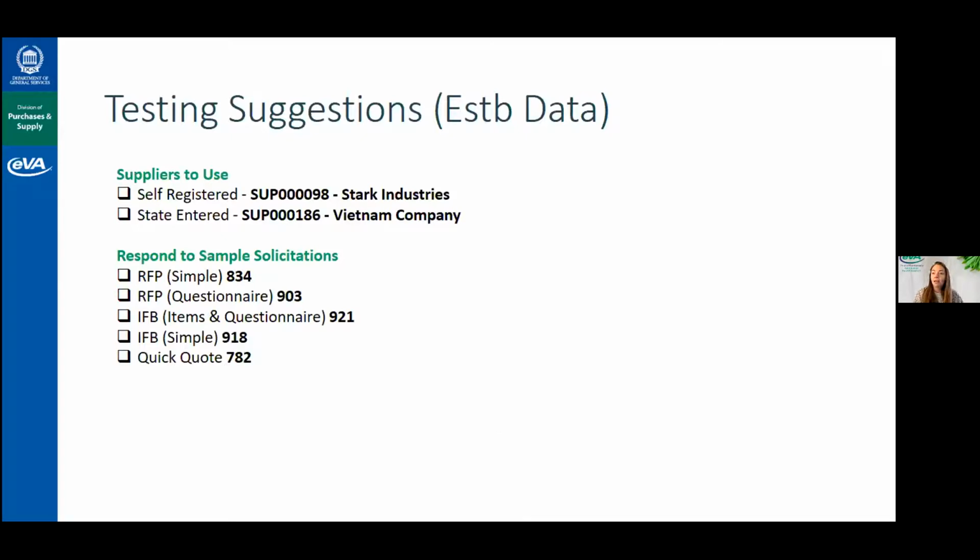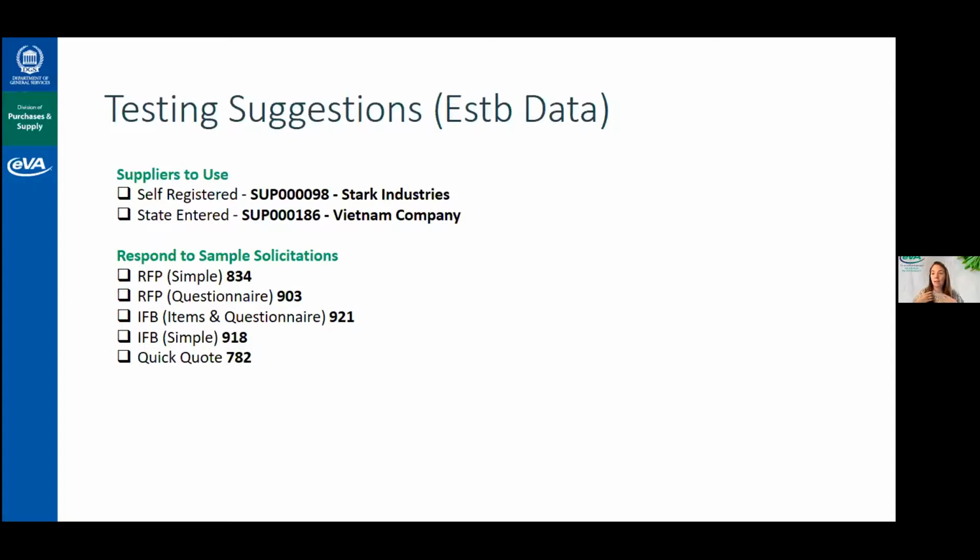I do have in here a few other established data is what I'm calling it, but they're suggested suppliers that you could use or sample solicitations that are already out there if you want to test what it's like to respond to a solicitation or see what it looks like. That way you can kind of get a feel for some work that's already been done before you dig in. These are just a couple that we have.